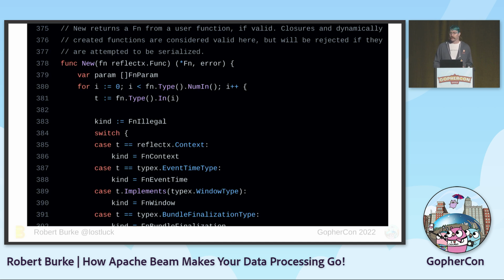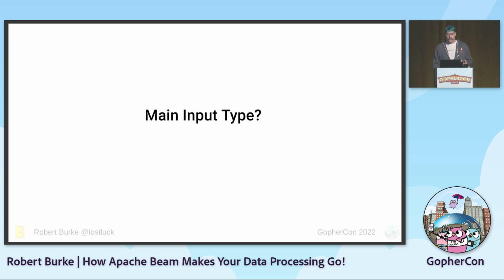Whenever you write reflection-based code, you get used to writing switches. So we take the function or method type, if it's a structural DoFn, and look through its parameters. This tells us a lot about how the DoFn processes its elements. All DoFns have a main input type, and we need that to make sure that the pipeline works and is consistent when we construct it.